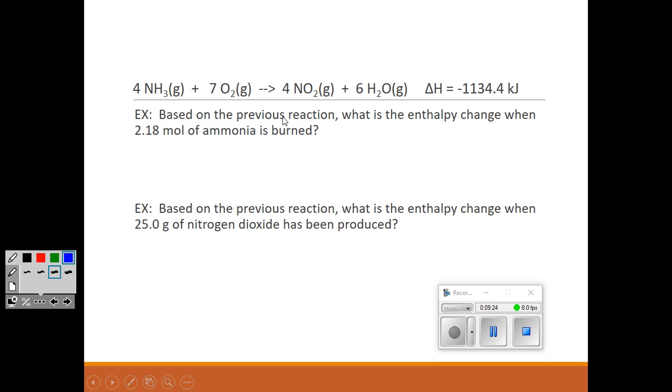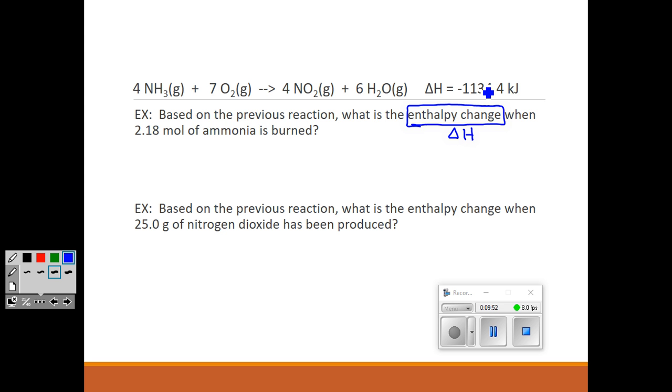So we're going to keep using the same reaction, so you probably don't need to rewrite it. I did just so we could look at it again. And we're going to start calculating some other things based on that reaction. So now that we know the molar enthalpy of reaction for all of those substances, we can use those values to calculate other things.